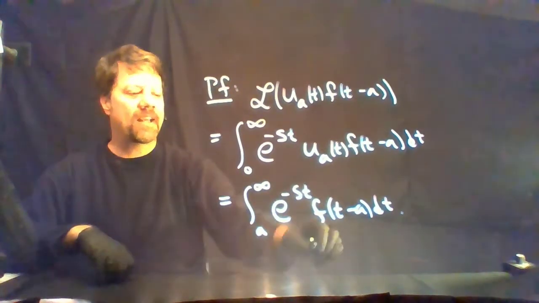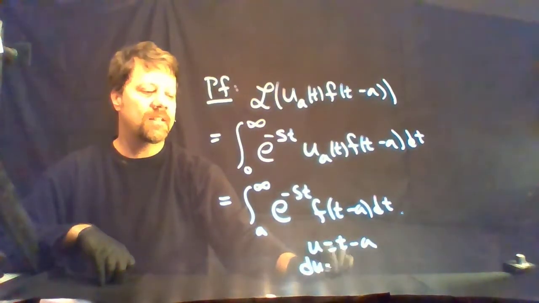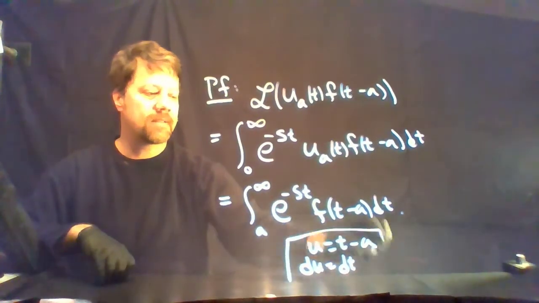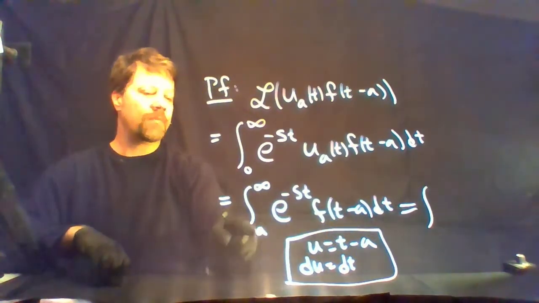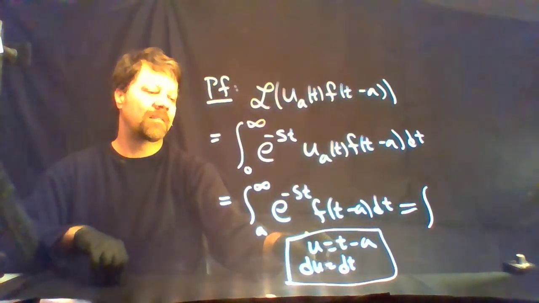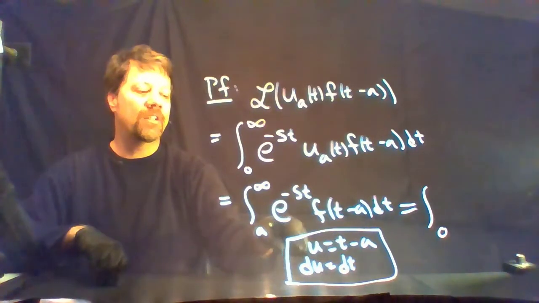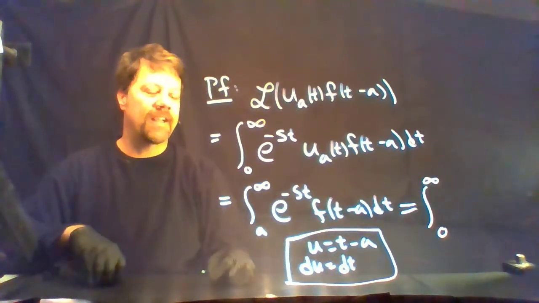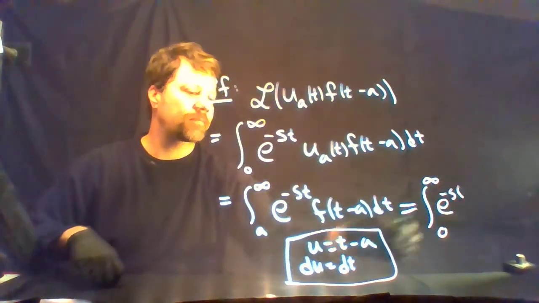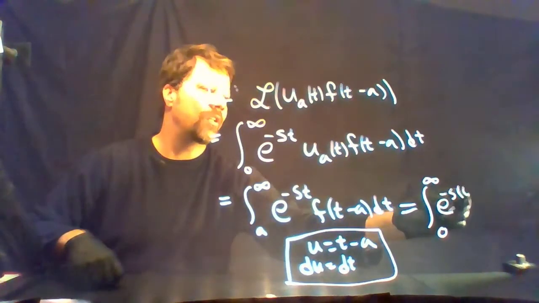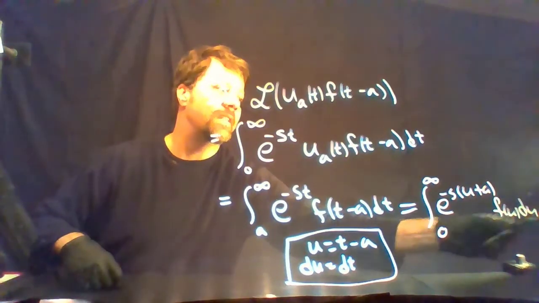At this point, we make a substitution. We'll set u equal to t minus a, and hence du is dt. I'll put this in a box. The integral becomes, notice that if t is equal to a, then u is equal to 0. And as t goes to infinity, u also goes to infinity. We have e to the minus s, t is replaced by u plus a, we'll have f of u du.